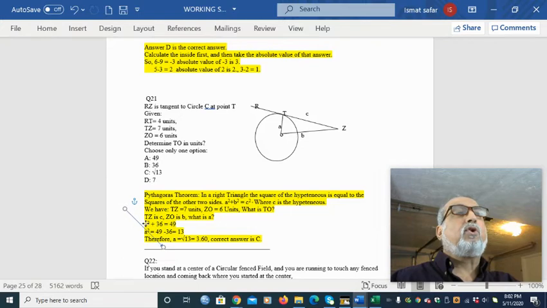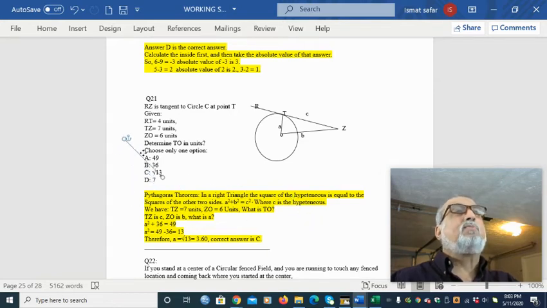Therefore a is the square root of 13, which is 3.60. But if you show them square root of 13, it's enough. You don't really have to, because they don't let you have the calculator, I believe, in the SAT test. But anyway, the square root of 13 is the right answer, and the correct answer is C.